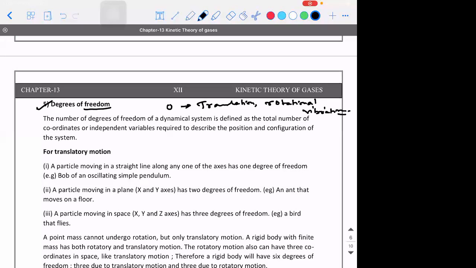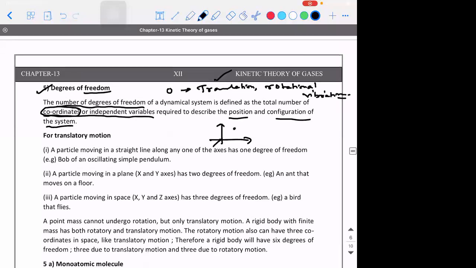So, when you talk about the degrees of freedom, it is the number of degrees of freedom of a dynamical system. The number of degrees of freedom of a dynamical system is defined like this. It is the total number of coordinates or independent variables required to describe the position and configuration of the system. That means if I take all the particles' position with respect to a coordinate axis, the total number of coordinates that you need to define the position of that particle is what is called the degree of freedom. If the particle requires only one position, then it has 1 degree of freedom. If it needs 2 positions, then we call it 2 degrees of freedom, like that.